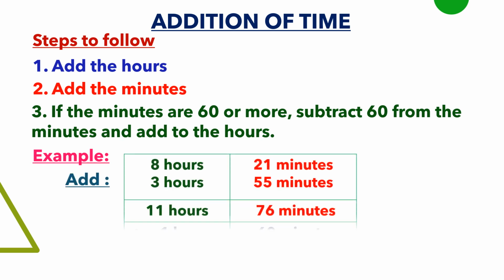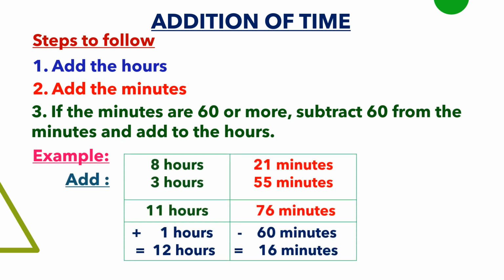Example, add 8 hours and 21 minutes and 3 hours and 55 minutes. We'll add hours, we get 11 hours, 8 plus 3, 11. So it is 11 hours and 21 minutes and 55 minutes. After adding, give us 76 minutes. Now what was the third and important rule? We have to subtract 60 minutes if the minutes are 60 or more. So here the minutes are 76. We are going to subtract 60.